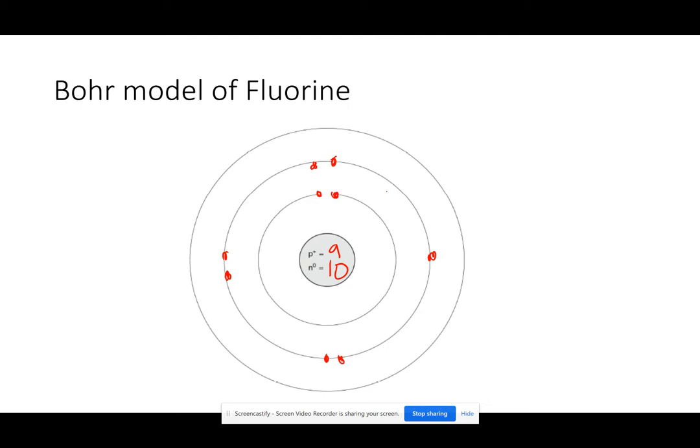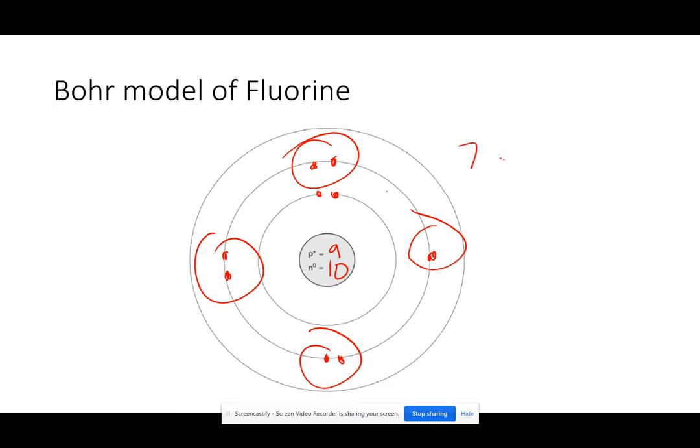And what we see here is that fluorine has 7 electrons on the outer shell. These are called valence electrons. That's these electrons right here. It has 7 valence electrons. And these valence electrons tell us the most about how fluorine is going to behave and react.